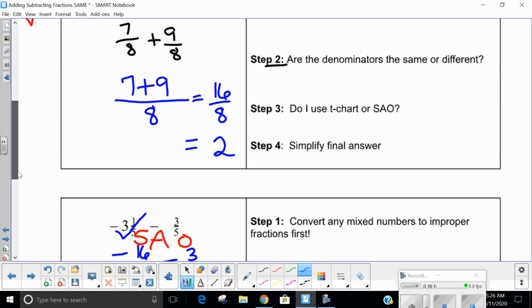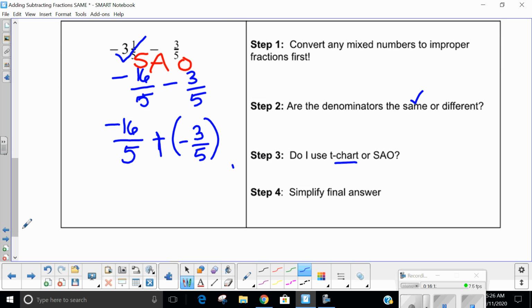Now we're only looking at the numerators at this point. So we're saying negative 16 plus negative 3. So the rule says we add the numbers together. 16 plus 3 is 19. And then we keep the sign. And the sign of both of those numbers is negative, so we want that to be negative 19. So my answer becomes negative 19 over 5, because I keep the same denominator.